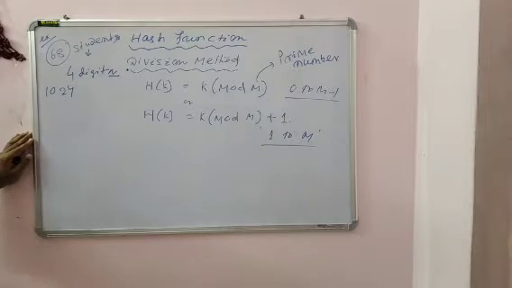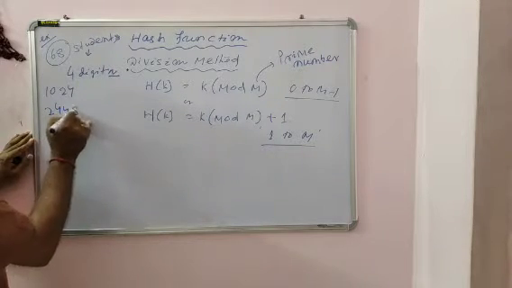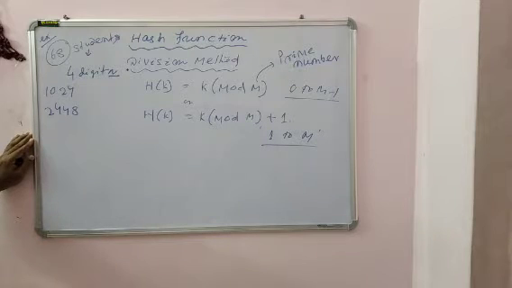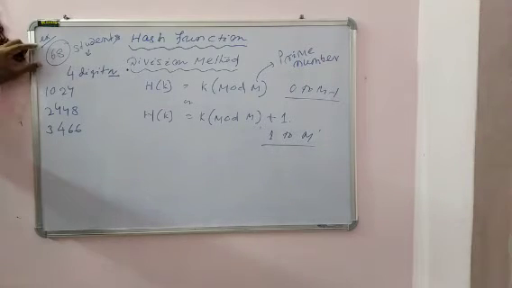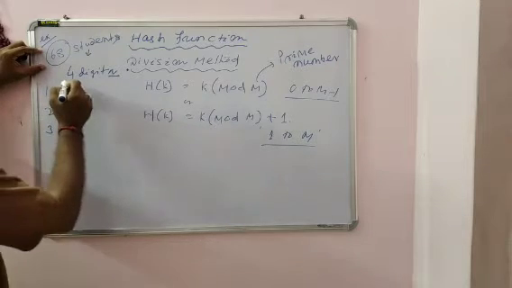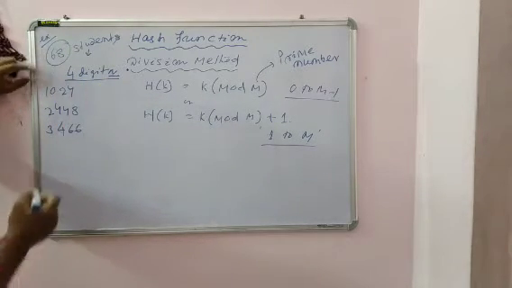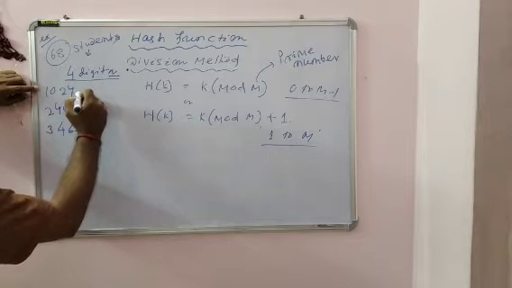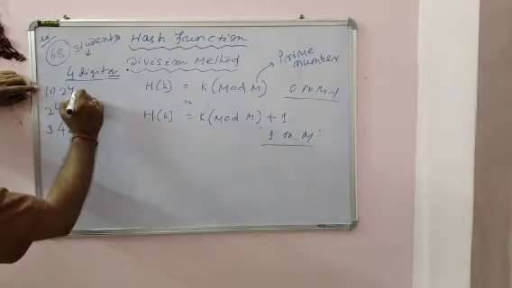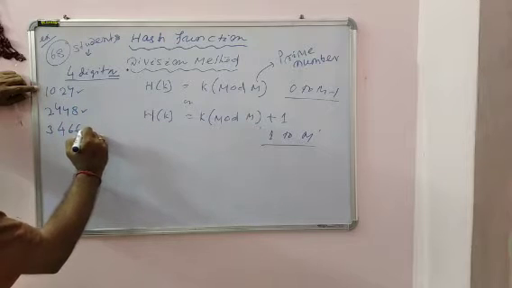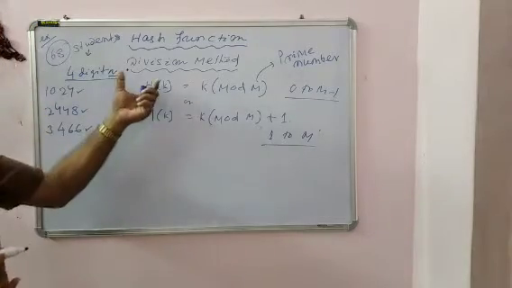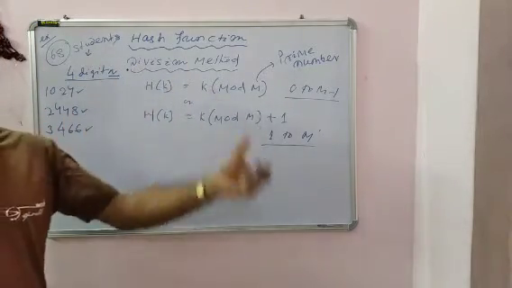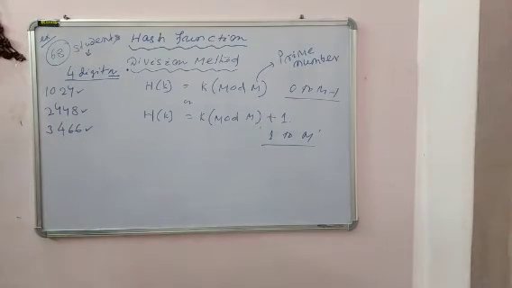2448, and also 3466. So in a class there are 68 students, and each student has been allocated a 4-digit number. Suppose students bear the roll numbers 1024, 2448, and 3466. We have to apply the hash function, the division method, to find the memory location.